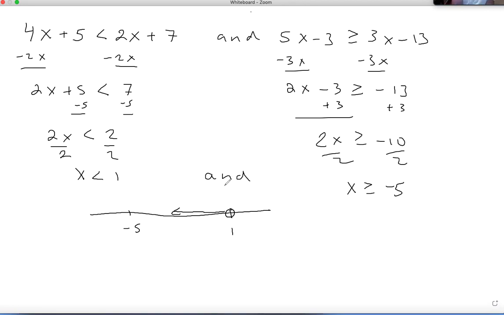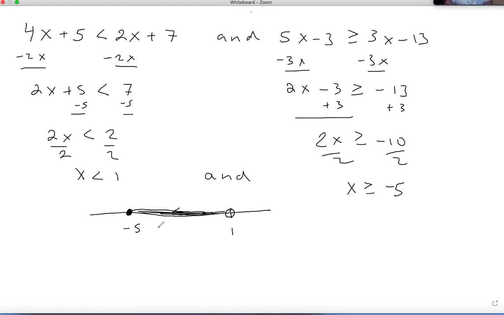And then at that same time, x has to be greater than or equal to negative 5. So that would be solid, and then greater than or equal to would be going this way. So basically what's happening is it has to stay less than 1, but still bigger than or equal to negative 5. So it's all those numbers in between there plus the negative 5 itself. So notice the equals goes with the solid dot, and then no equals goes with the open dot.